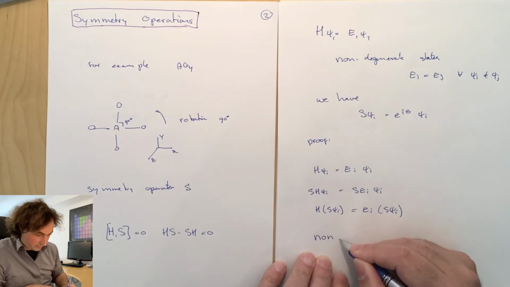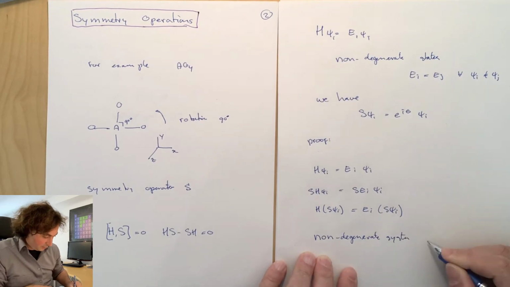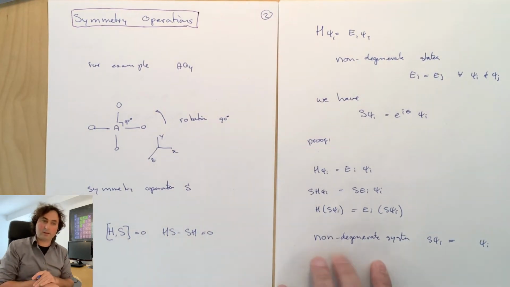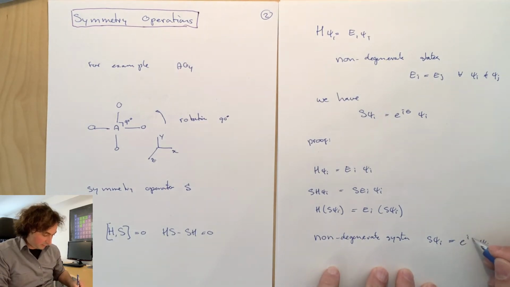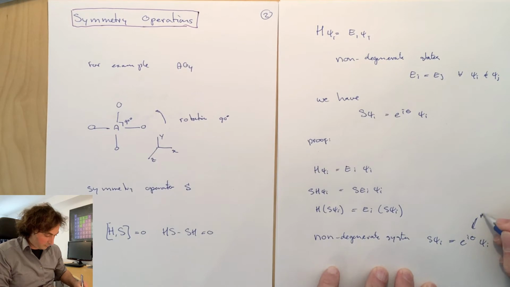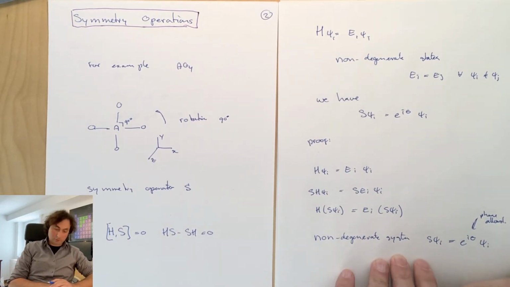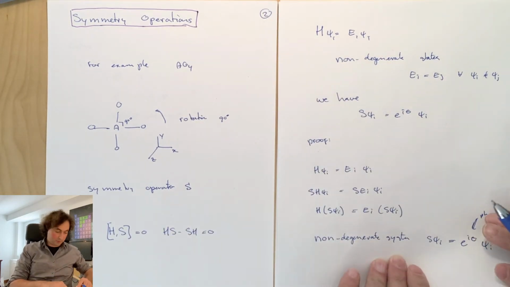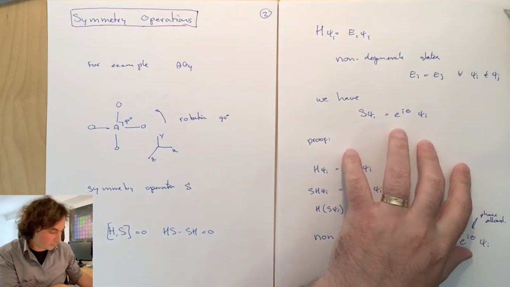So if you have a non-degenerate system, then we know that S psi_i is equal to psi_i. Well, it's the same state and therefore the same ray, but not necessarily the same vector. So we are allowed to multiply it with a phase, which is exactly the proof that we wanted to show. So if you're looking for the eigenstates of the Hamiltonian, you can look for the eigenstates of your symmetry operators. And you know that for the non-degenerate cases, these are the same.